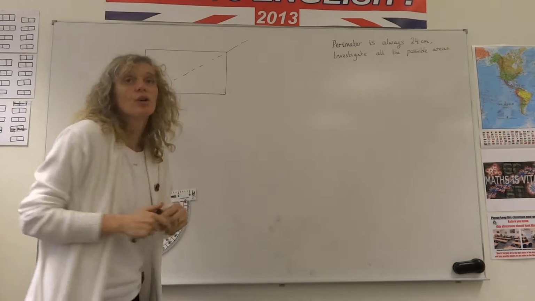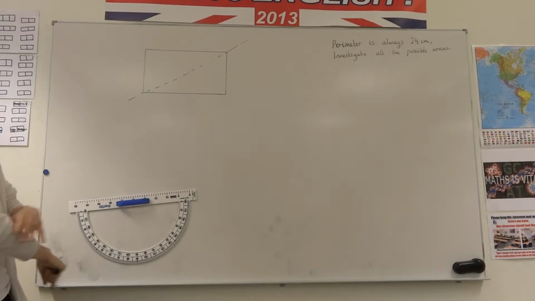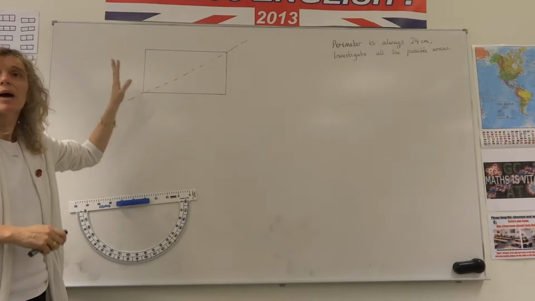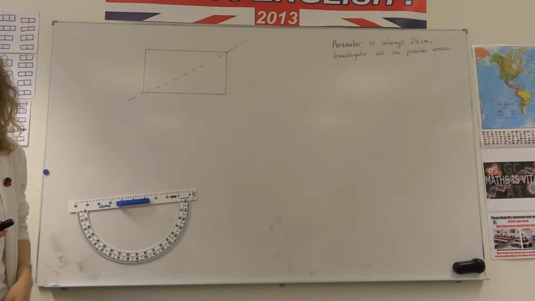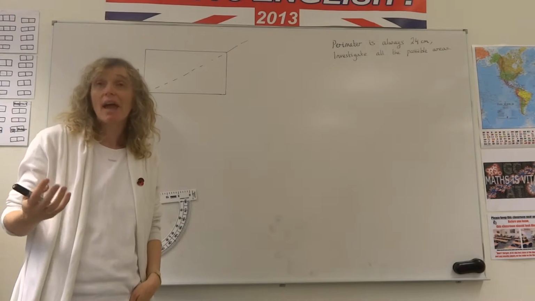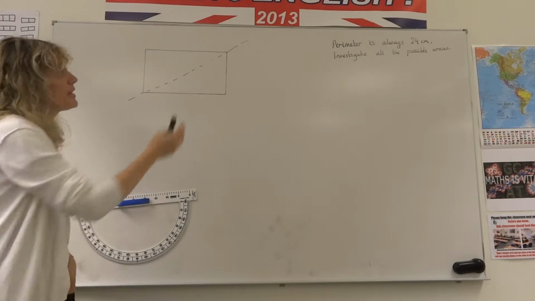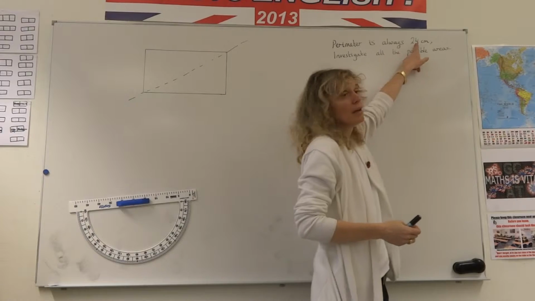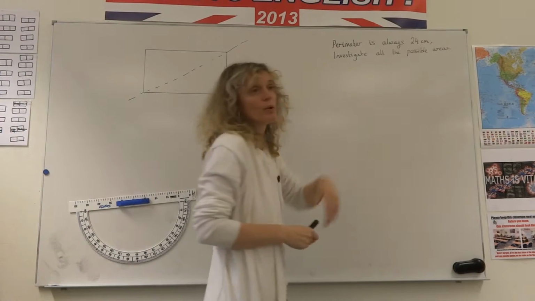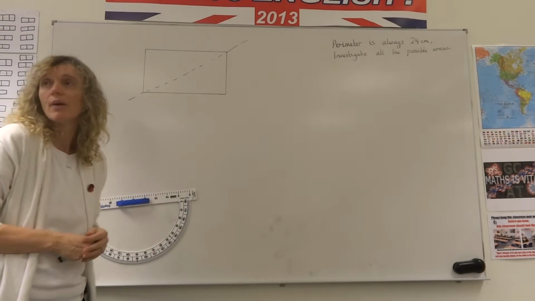One of the things in your curriculum is to be able to understand how perimeter and area are related to one another. Sometimes they can give you a fixed area and ask you to work out all the possible perimeters. And sometimes they can give you a fixed perimeter and ask you to work out all the possible areas. So they can swap that around as they want.